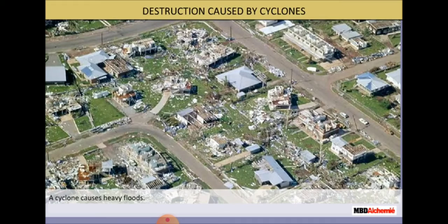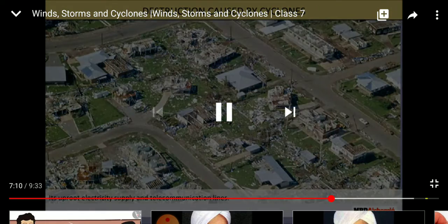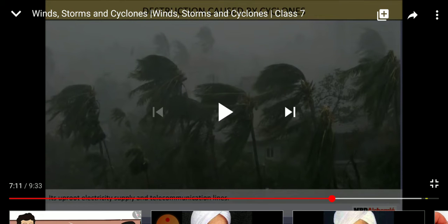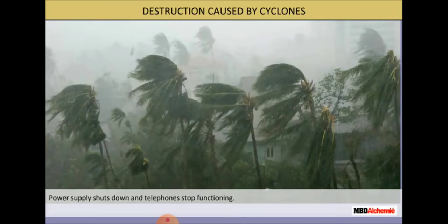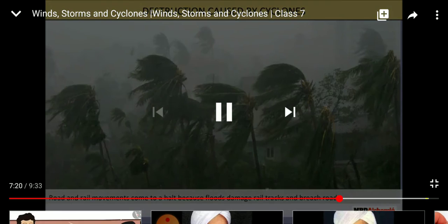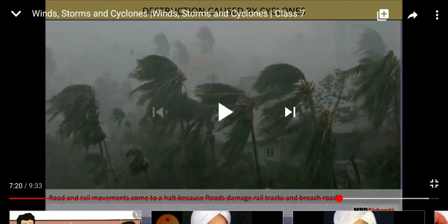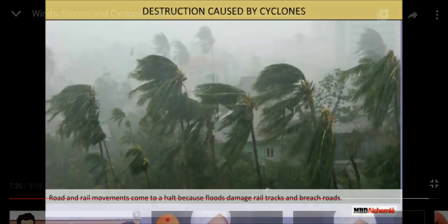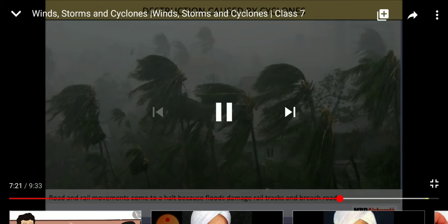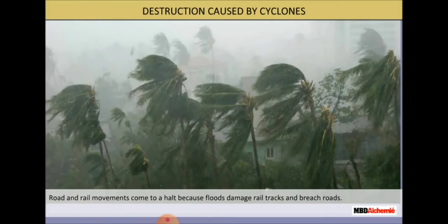We are discussing destructions caused by cyclones. After that, electricity supply and telecommunication systems are affected, power supplies shut down and telephones stop. Then roads and rail movement come to a halt because floods damage rail tracks and breach roads. So these are the destructions caused by cyclones.